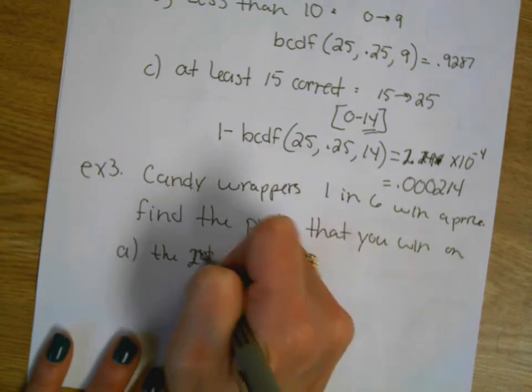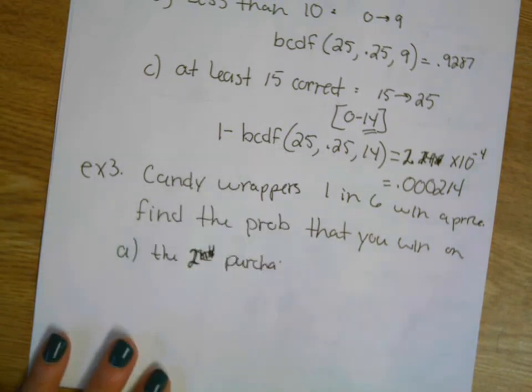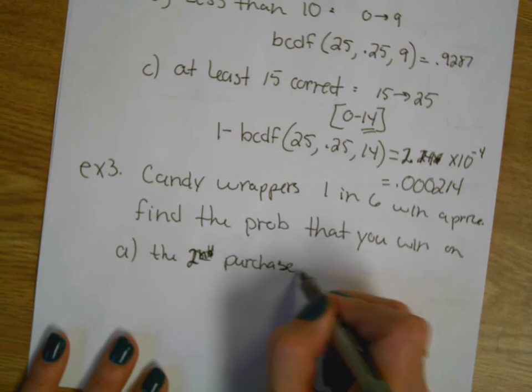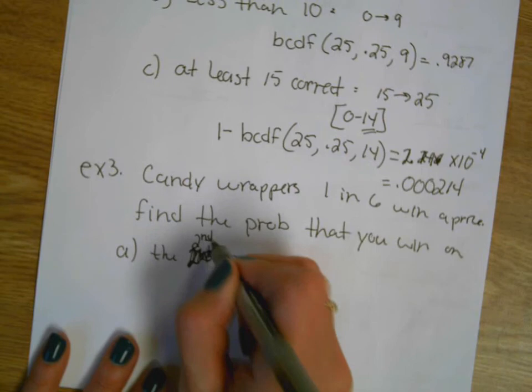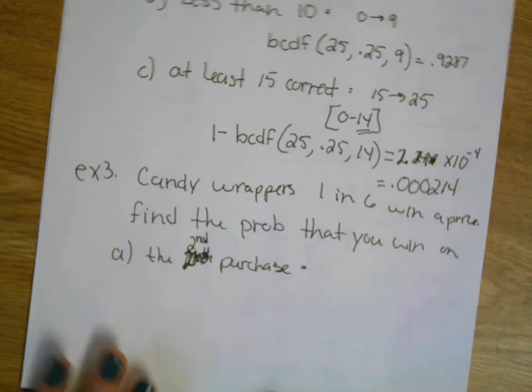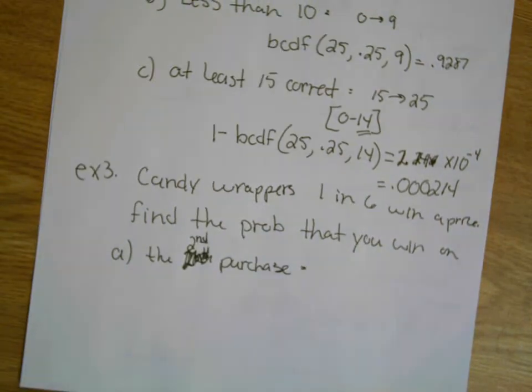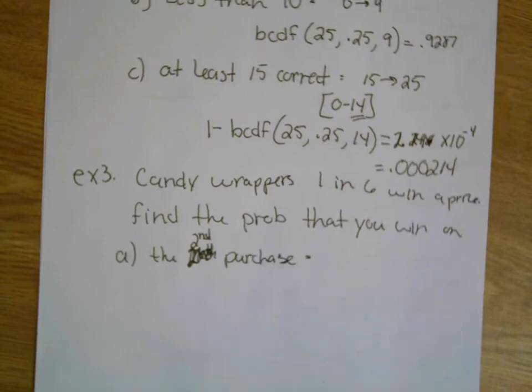Now let's go to the second purchase. What is that word after win? Win a prize. So what's the probability you win on the second purchase? First of all, which distribution is it? Geo, because it's where that first success happens. That's what's telling you Geo.